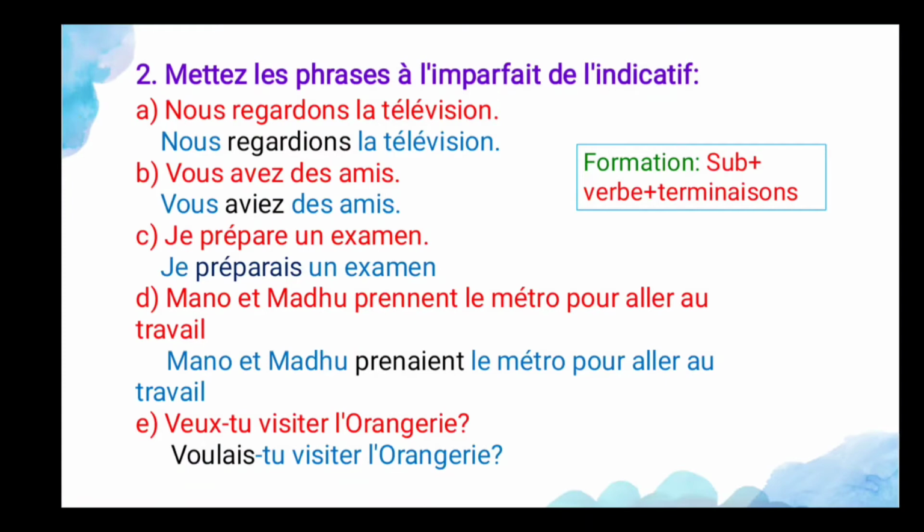And second one, vous avez des amis. You have friends. Here the verb is avoir. Vous aviez des amis. You had friends. And third one, je prépare un examen. I am preparing for the exam. And the verb is préparer, to prepare. The answer is: je préparais un examen. I was preparing the exam.